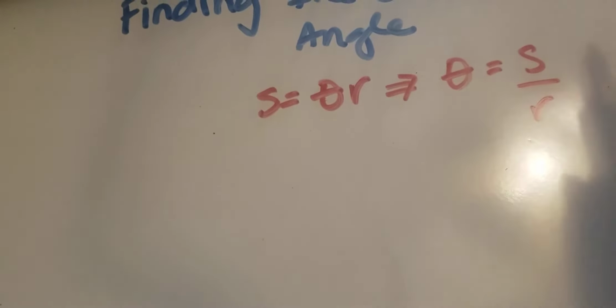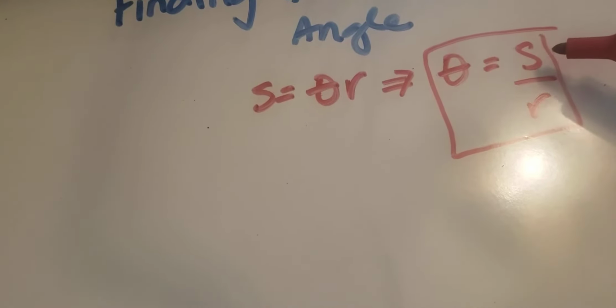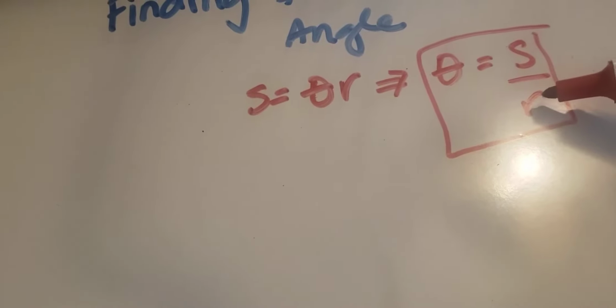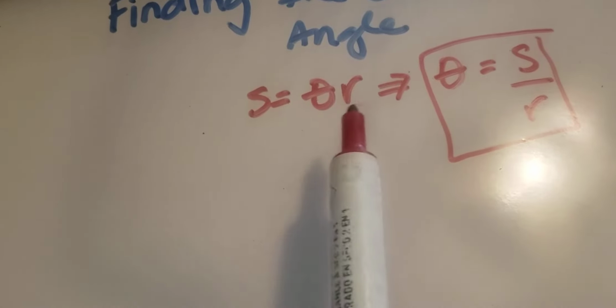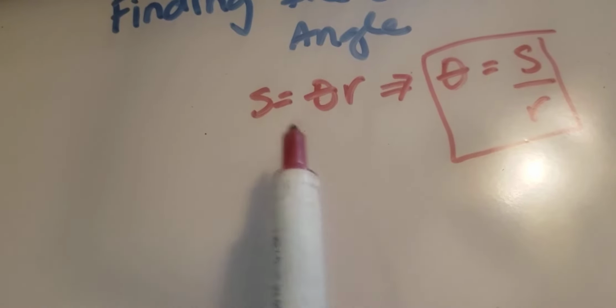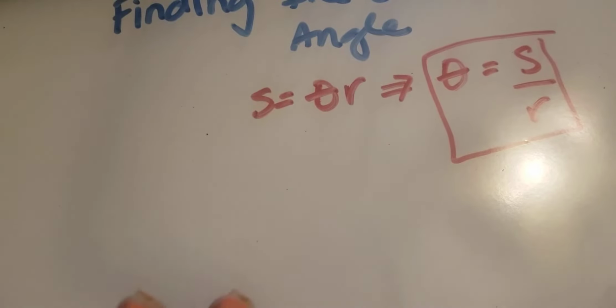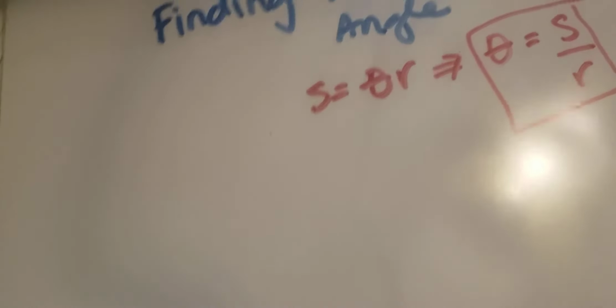Then I would be left with arc length over r. So if I wanted to solve for theta, I would just be left with arc length over radius. Remember, if I wanted to solve for any variable, I would just divide. This is actually going to help you for numbers 93 through 96. The one that I'm going to do with you is actually 93.